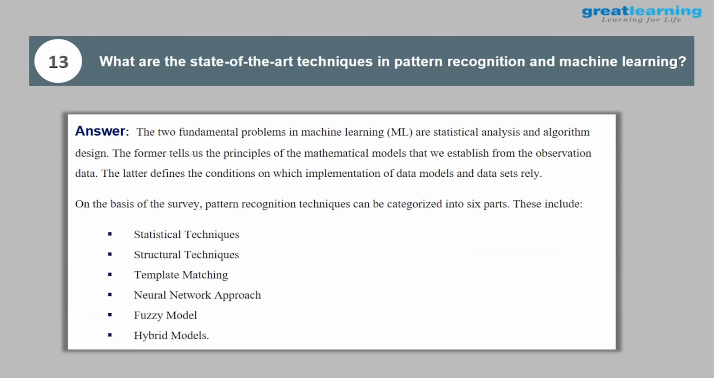Now comes the question: what are the state of the art techniques in pattern recognition and machine learning? The two fundamental problems in machine learning are statistical analysis and algorithm design. The former tells us the principle of mathematical models that we establish from the observation data. The latter defines the conditions on which the implementation of data models and datasets rely. On the basis of the survey, pattern recognition techniques can be categorized into 6 parts. This includes statistical techniques, structural techniques, template matching, neural network approach, fuzzy model, and hybrid models.